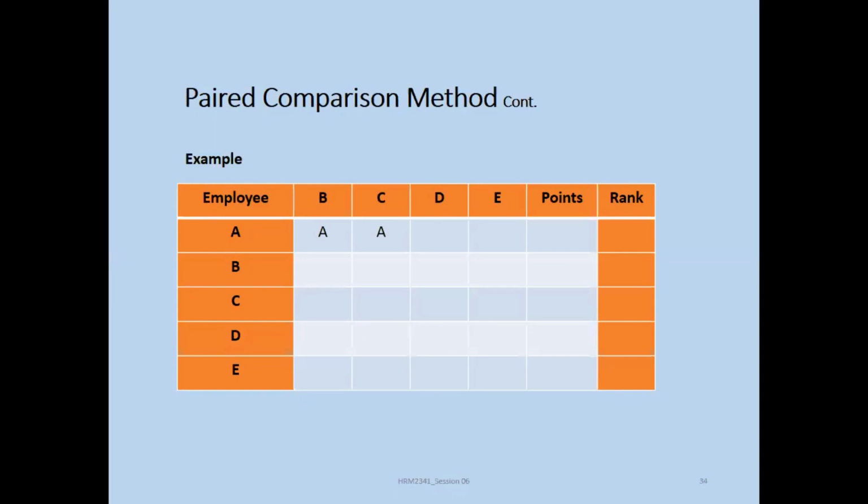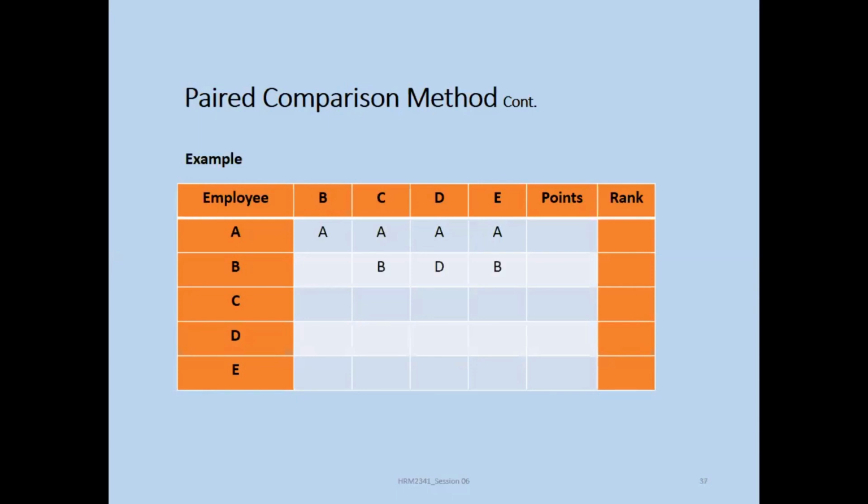The second time we compare employee A with employee C. Out of these two employees, again employee A is the best employee. Third step, employee A is compared with employee D. When we compare these two, again employee A is the best employee. When we compare employee A with employee E, again employee A is the best employee.